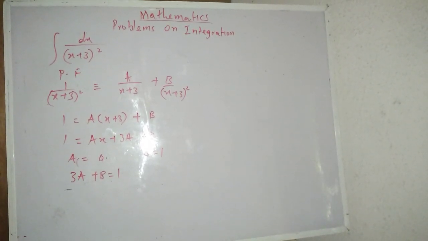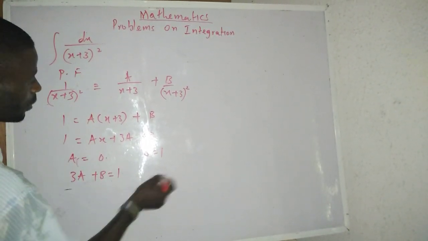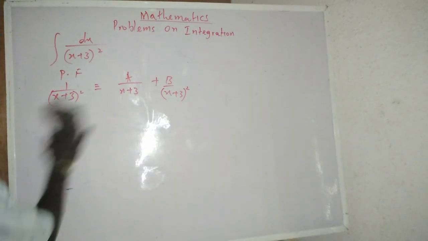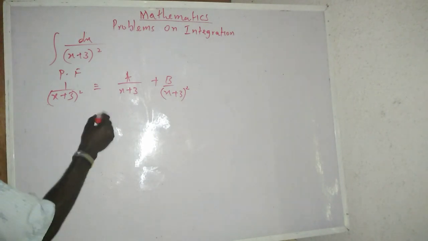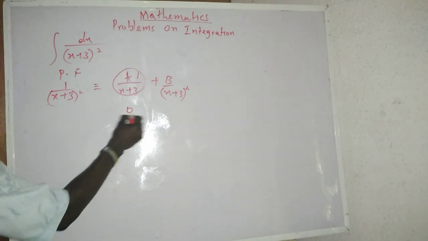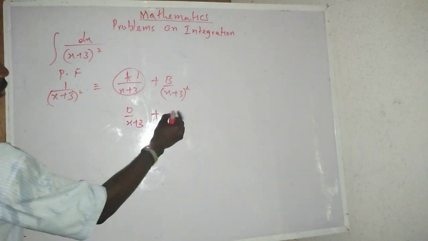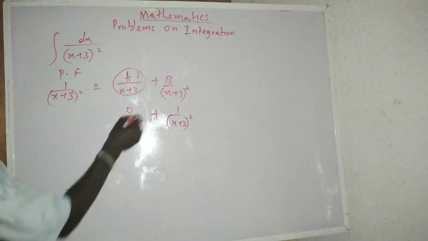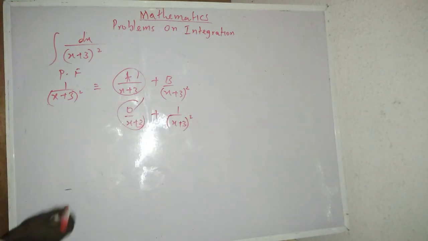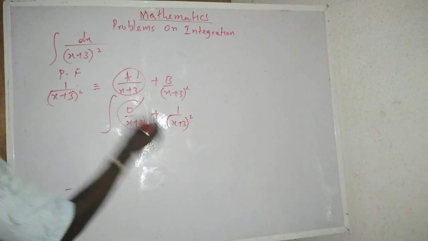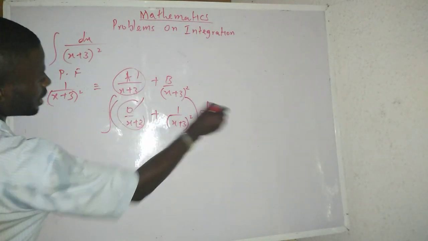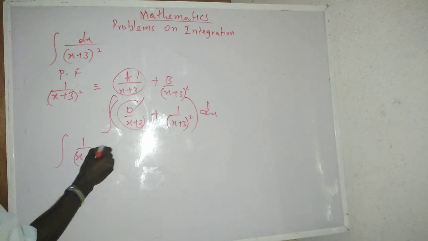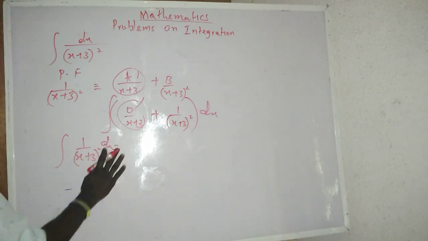Since I have that, I can come back to my problem, which is now half solved. My A equals 0 and my B equals 1, so this will become 0 all over x plus 3 plus 1 all over (x plus 3) all squared. The first term is 0 divided by x plus 3, so it will be 0. Now I can integrate the integral of 1 all over (x plus 3) all squared dx.